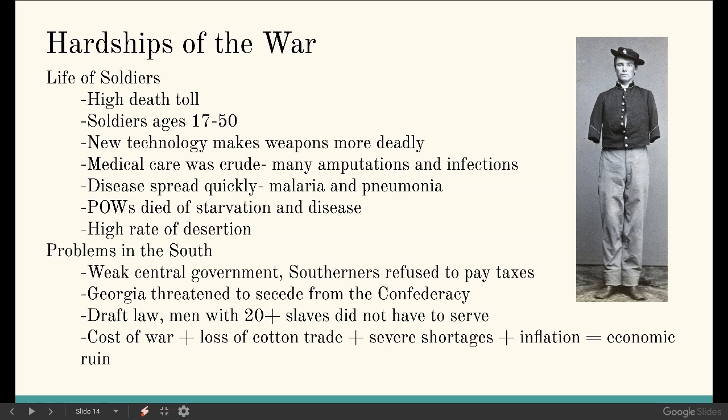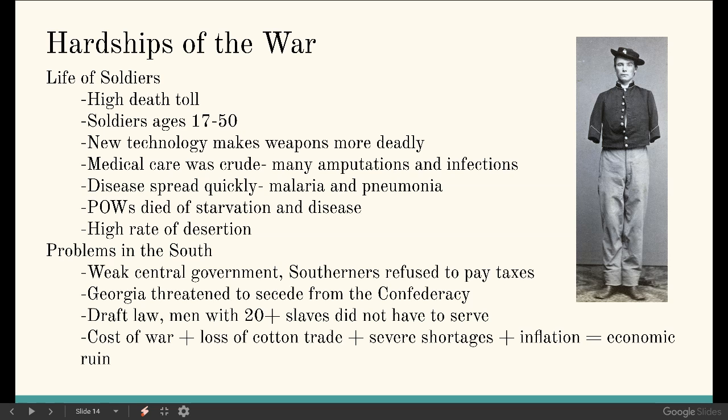Disease also spread very quickly among the soldiers, especially malaria and pneumonia. So if you weren't being killed in battle, you were being killed by disease. So there were a lot of challenges for the soldiers. Prisoners of war often died of starvation and disease, and there was a very high rate of desertion.